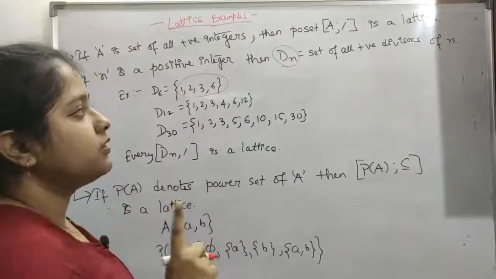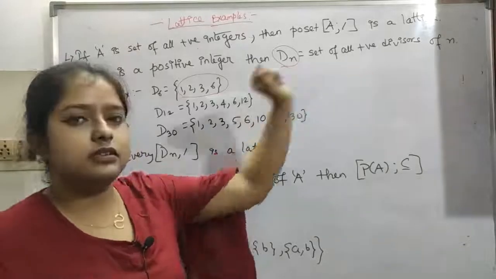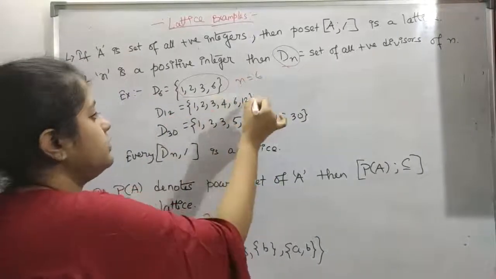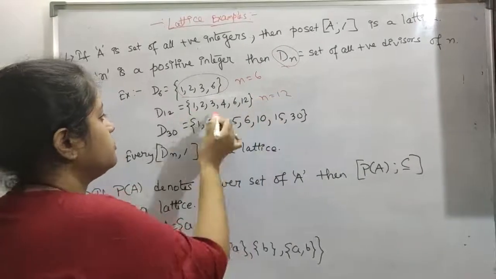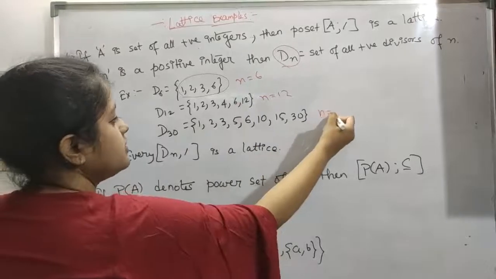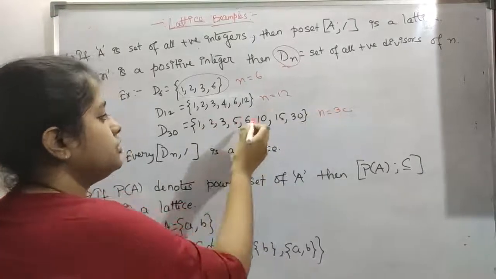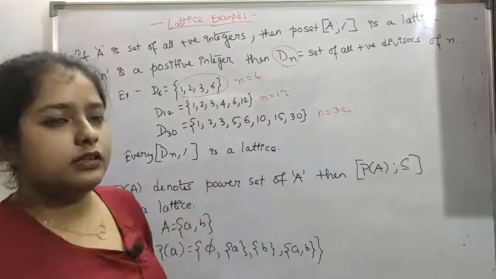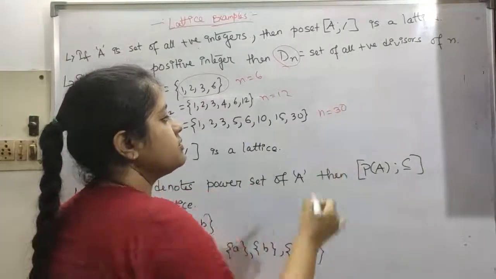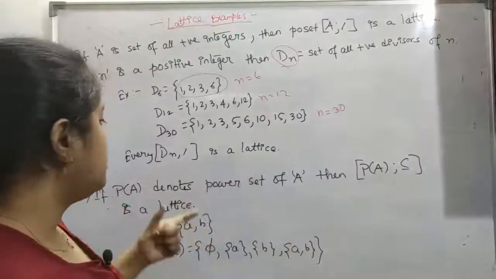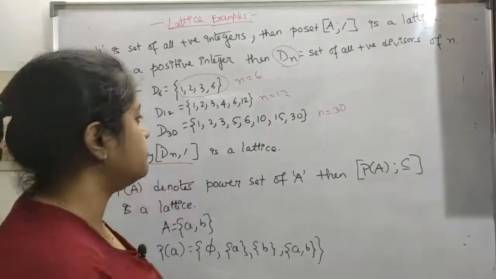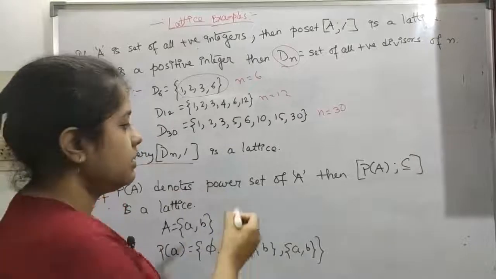So for the set of all positive divisors of n, n is 6 here. Same way, n is 12 here: 1, 2, 3, 4, 6 and 12. Then next n is 30: 1, 2, 3, 5, 6, 10, 15 and 30. From this we can draw Hasse diagrams, but for now we are doing the lattice. So for every Dn, with divisibility, it is a lattice.